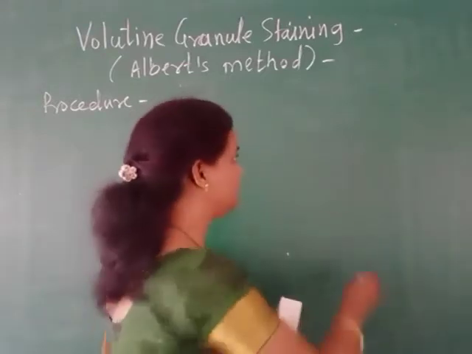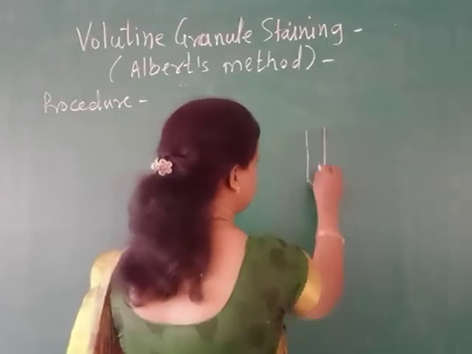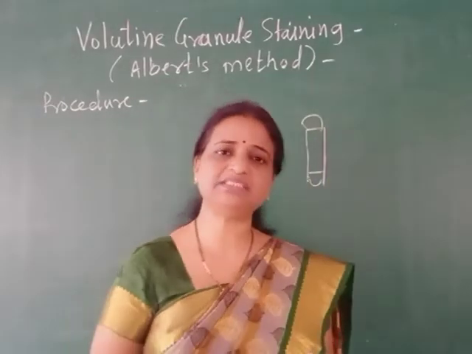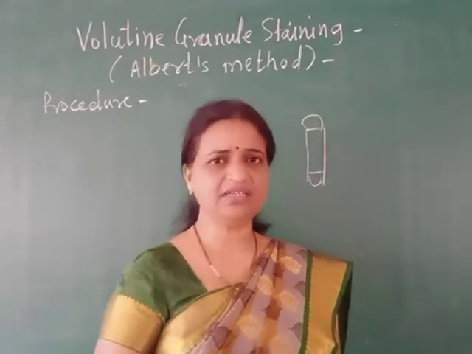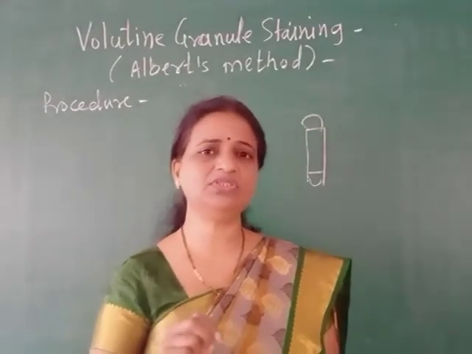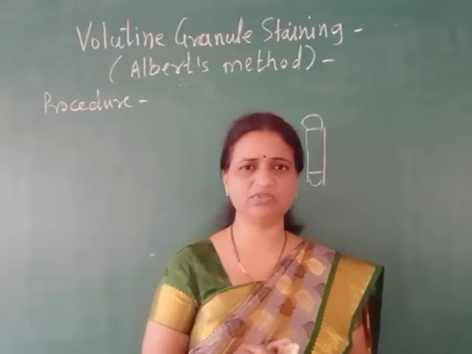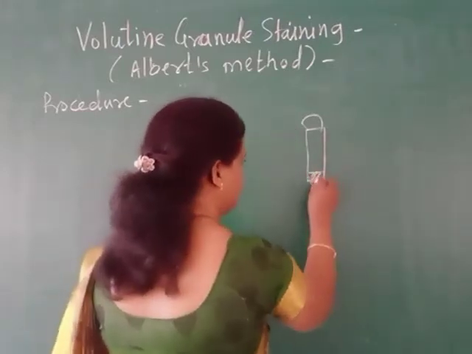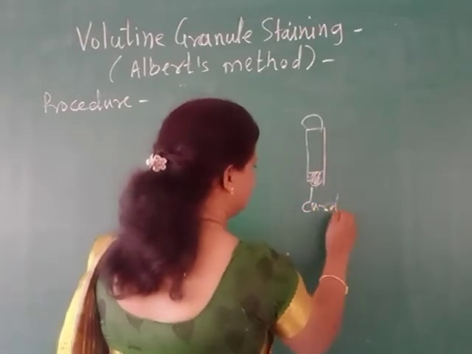So you are given the curd sample. Suppose this is the tube having the curd sample. Normally old samples are used. In case of young cultures, these bacteria do not show prominent Volutin granules. So normally old cultures are used. So take the curd sample. So this is the curd sample.